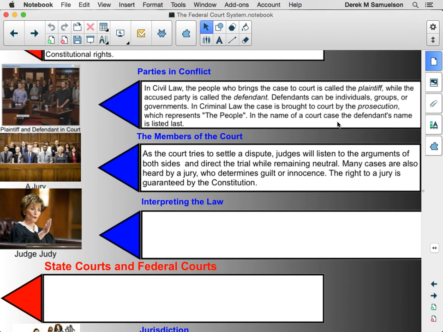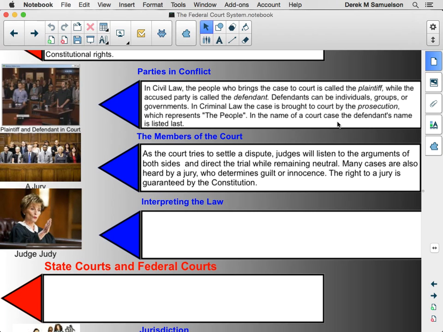Now, as a court tries to settle a dispute, the judge will listen to the arguments of both sides. The judge is responsible for listening to the arguments and to direct the trial, to make sure that lawyers are following the right procedures and that everything is happening the way it's supposed to. They guide this case so that both sides can have their arguments heard in a neutral way.